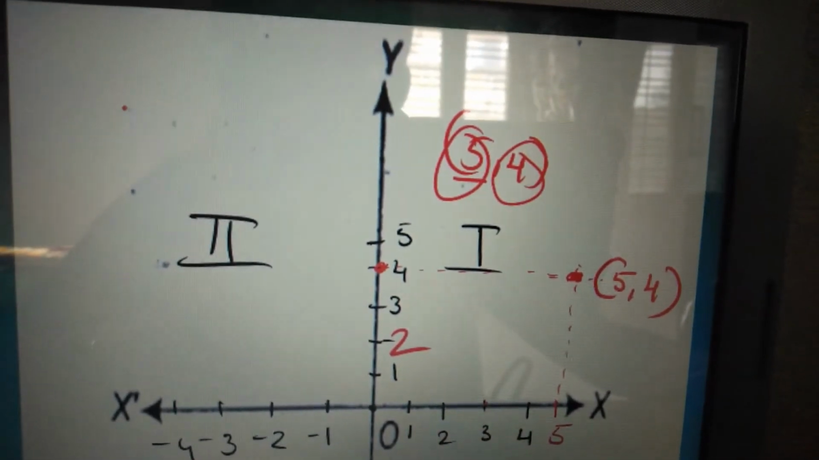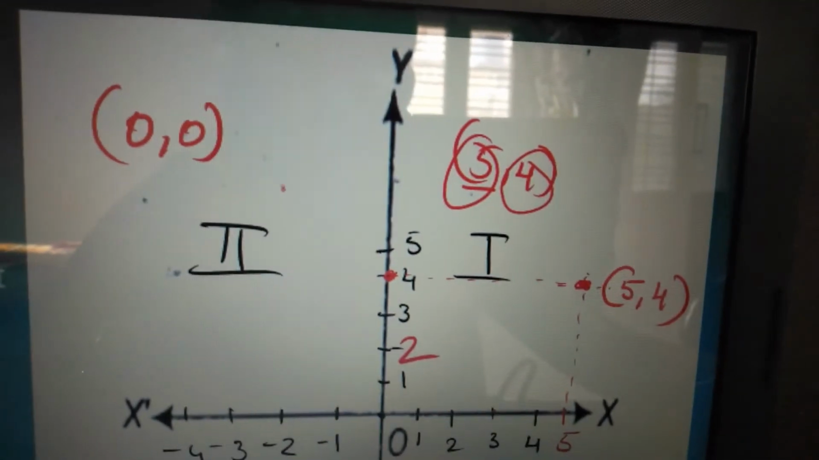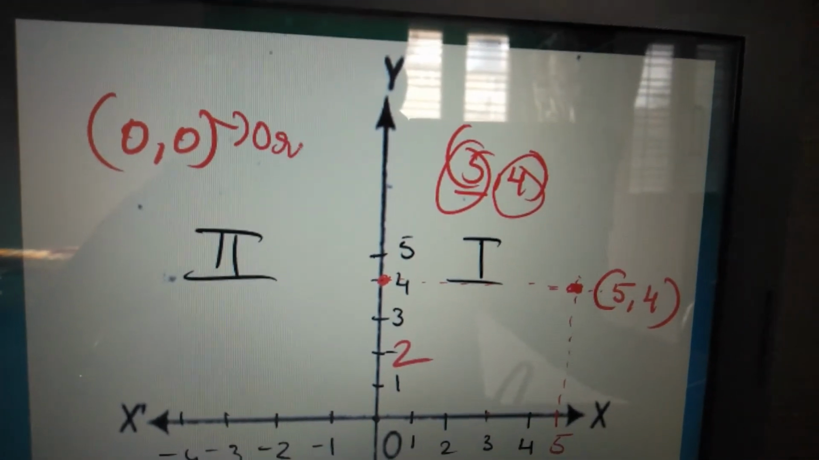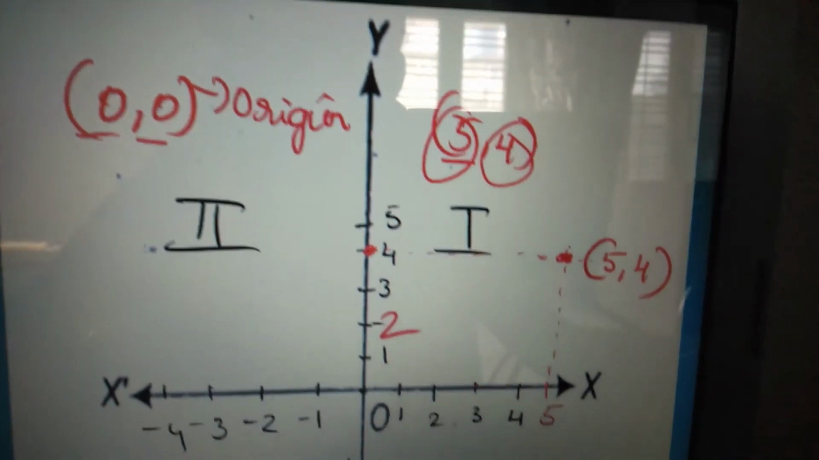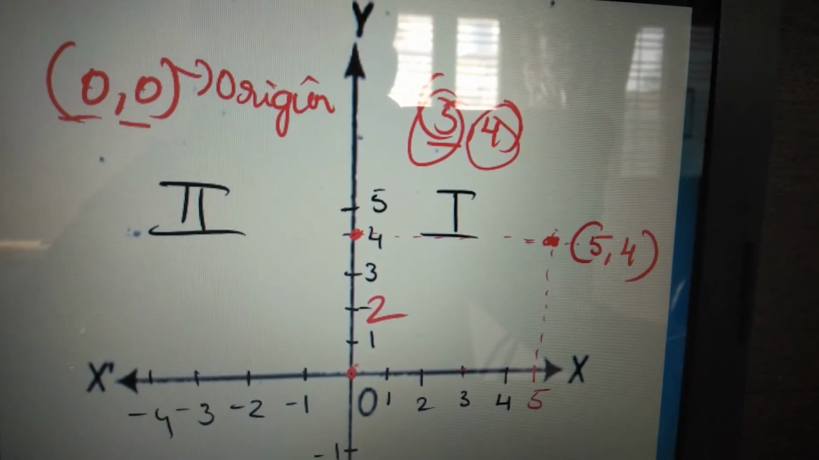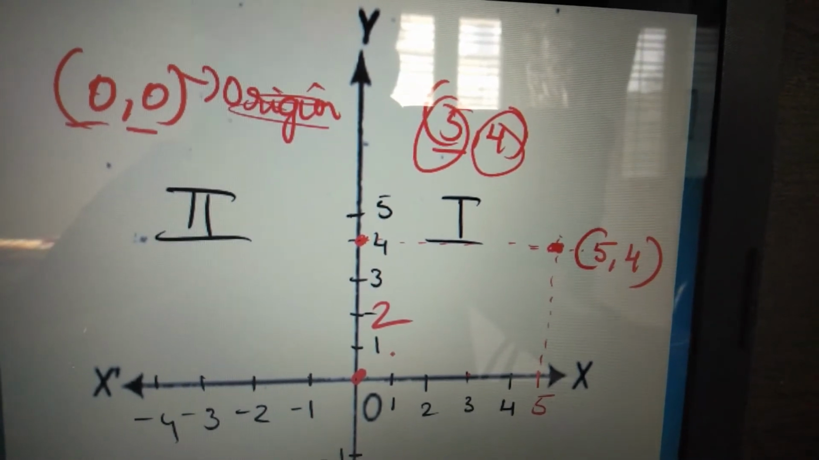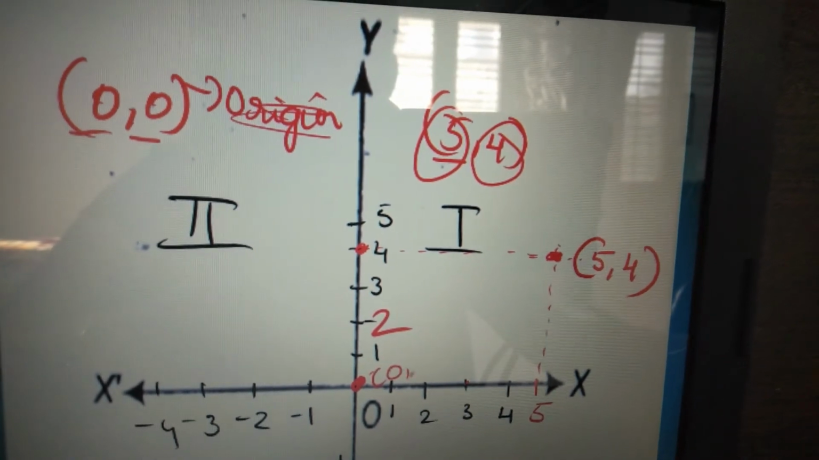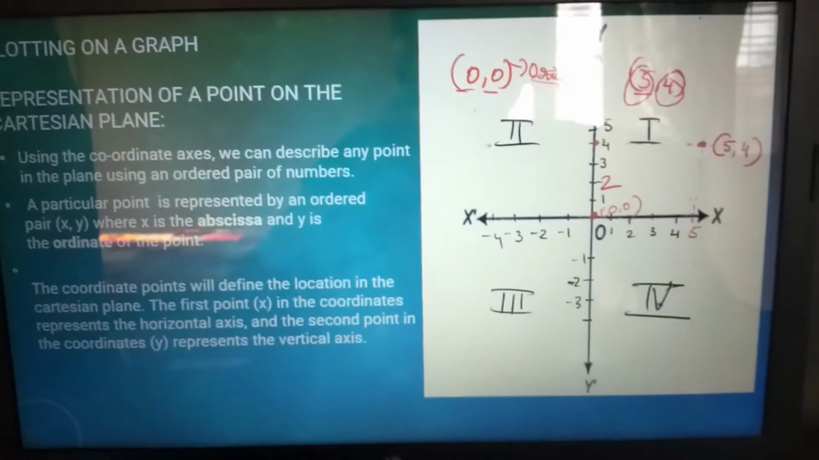Let's take another example. Suppose I have to plot 0 comma 0. You all know that the origin has the coordinates 0 comma 0. We studied that in the beginning, right? So the point where the two axes intersect is called the origin. Here you see that the coordinates are 0 comma 0. Clear? So I hope this coordinate thing is clear, and how to plot it is clear.